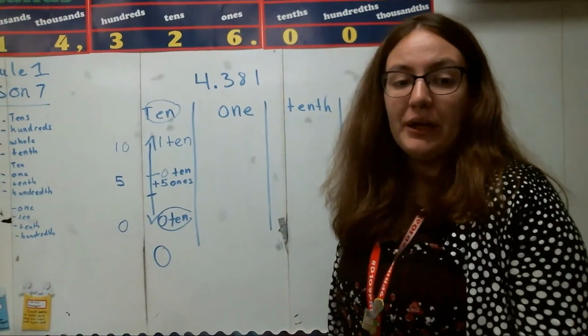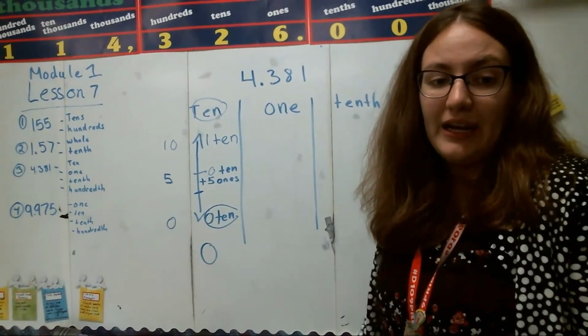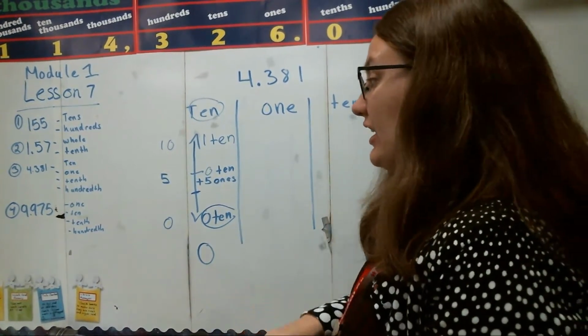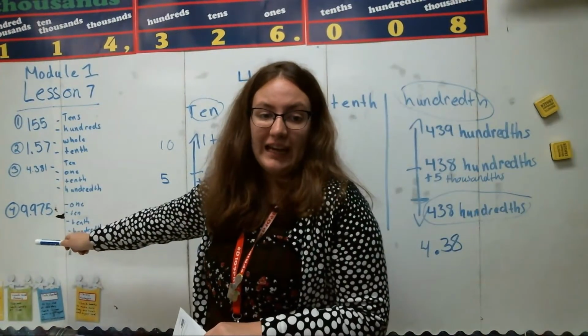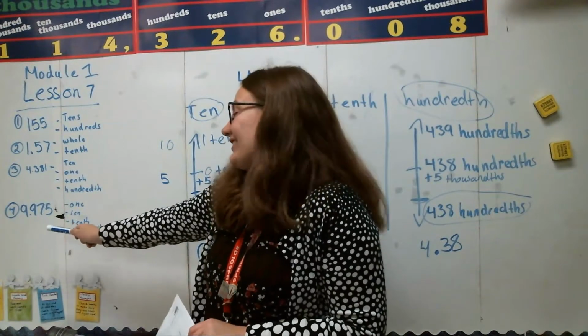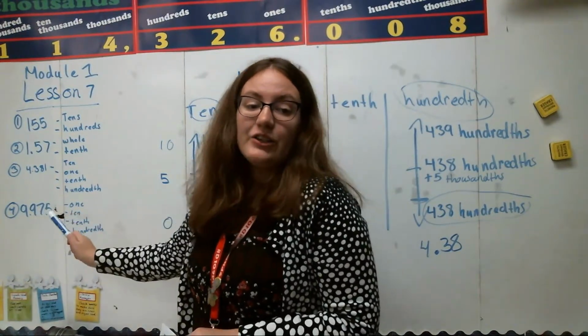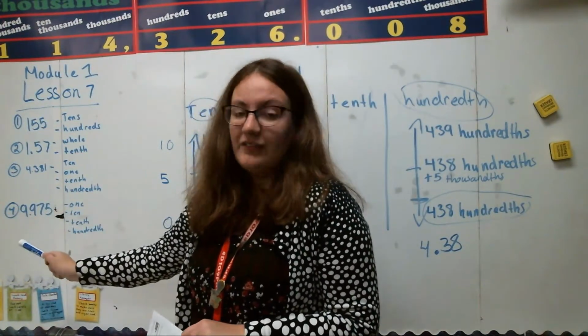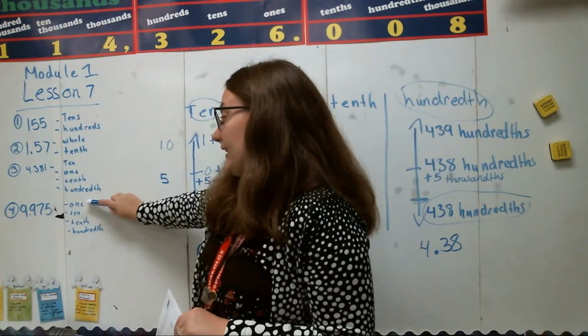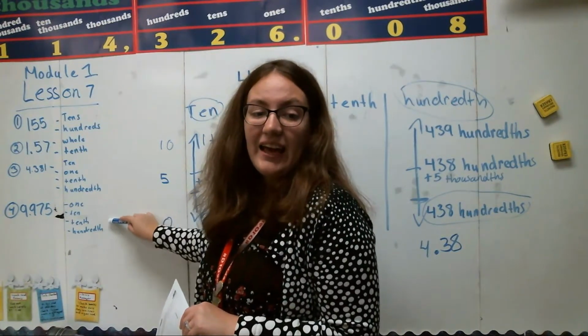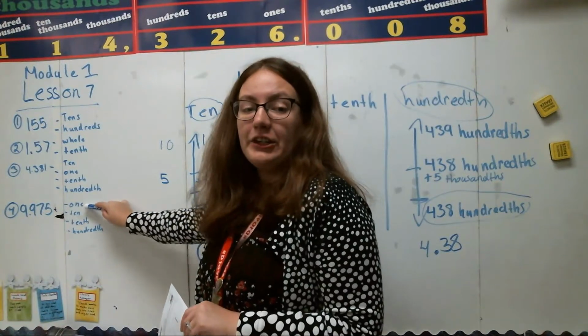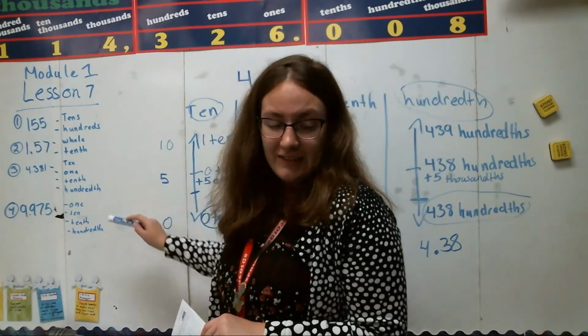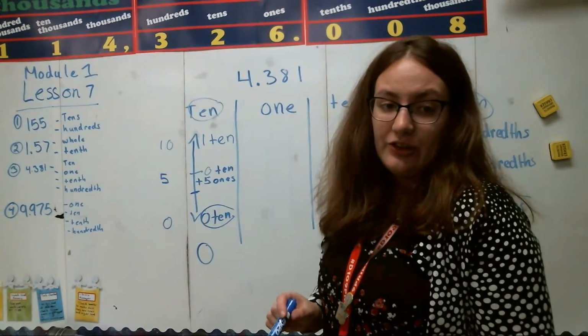And then you're going to be doing one final problem, and that final problem is you're going to be solving for 9 and 975 thousandths. So you're going to be taking this number, and you're going to be rounding to the nearest 1, 10, tenth, and hundredth. After you finish all of this, then you'll be moving on to the problem set.